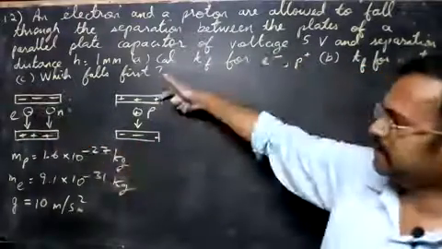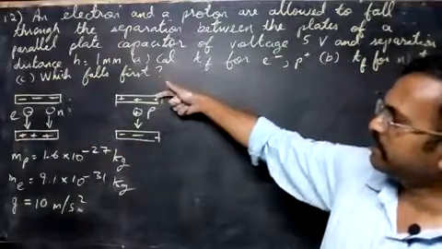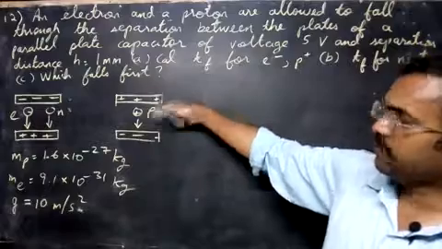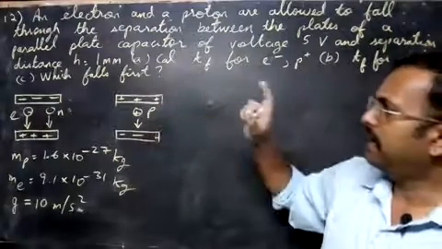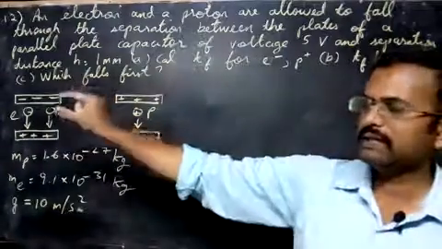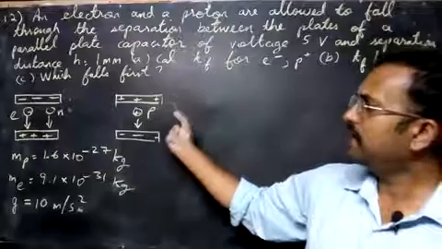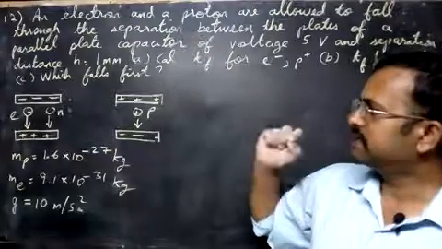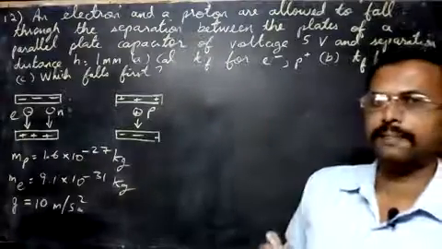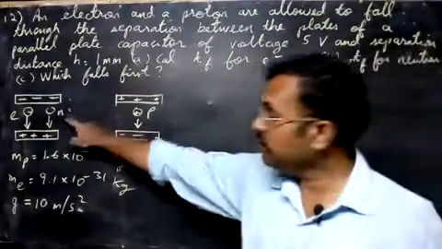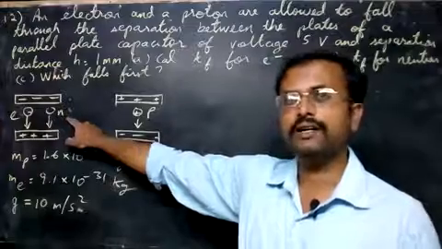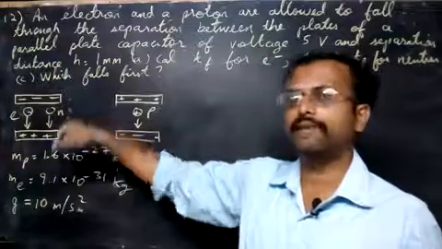Electron has negative charge, neutron has no charge. See here this picture. Plates are reversed. Top is positive, down is negative. So proton will fall down here. Remember, electron has the least mass, and proton has a little higher mass. Which will fall first? They are asking. And remember, neutron is neutral. It will not be affected by the charges there. It will be affected only by gravity.